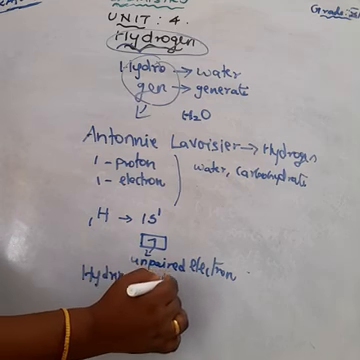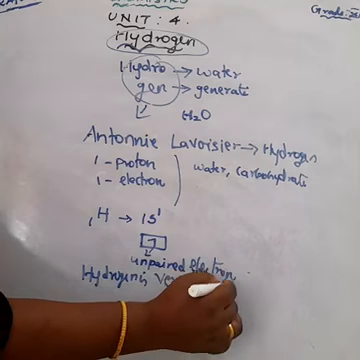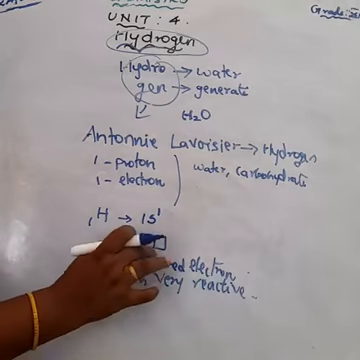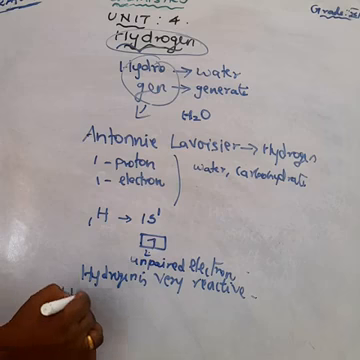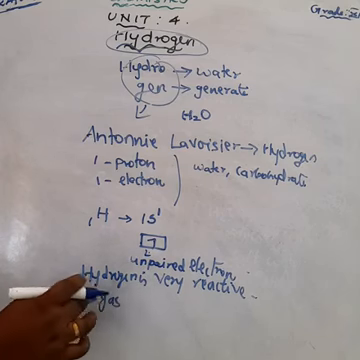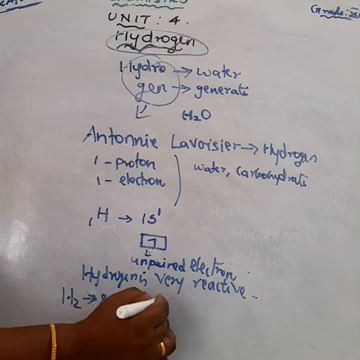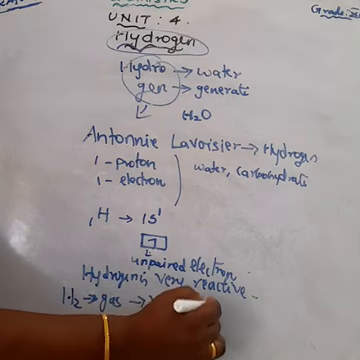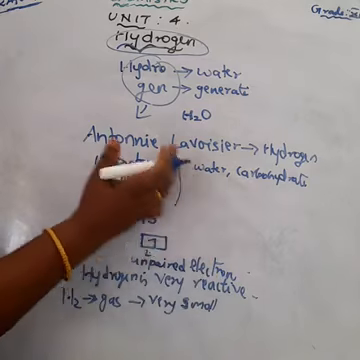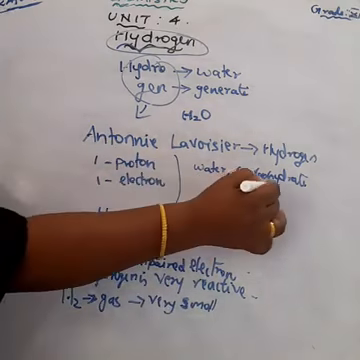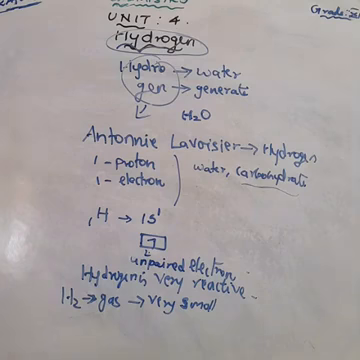Hydrogen gas in the Earth's atmosphere is very small. Hydrogen exists in the form of water, carbohydrates, proteins, etc. Only a very small amount of hydrogen gas exists in our Earth's atmosphere. Understood? These are the introduction.